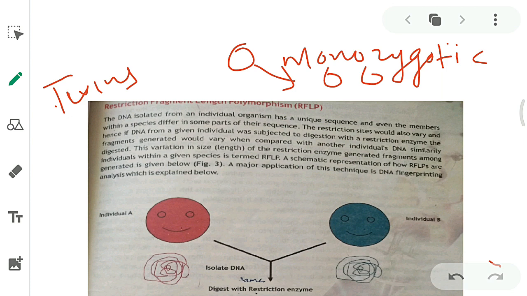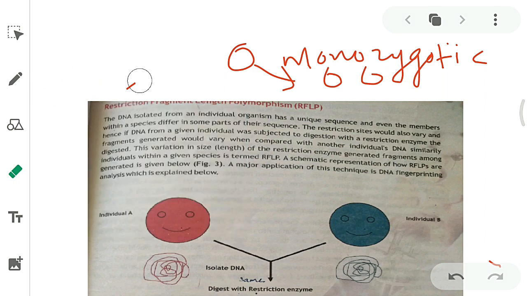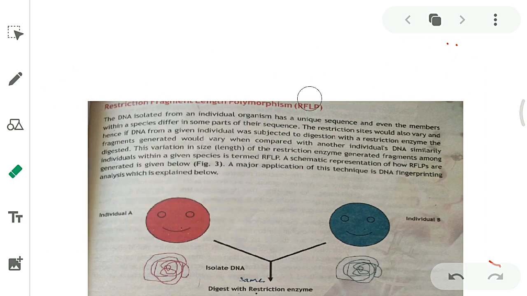Clear? Okay, we'll move on to the technique now. This technique says that if you cut individual DNA with a restriction enzyme and then you separate them based on their size, the size and number formed will be unique to an individual.